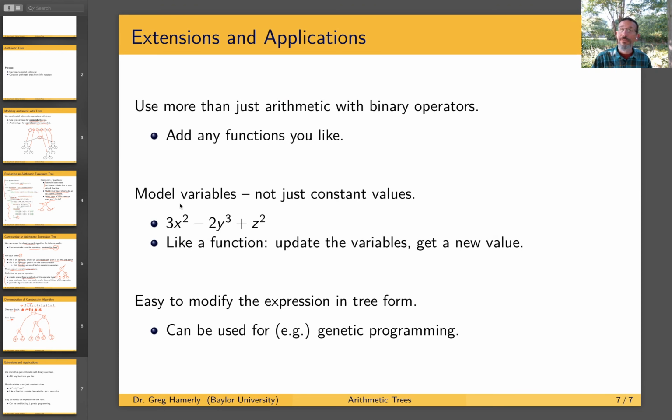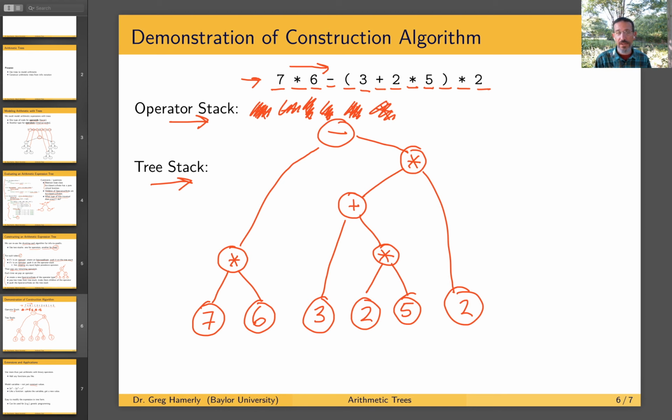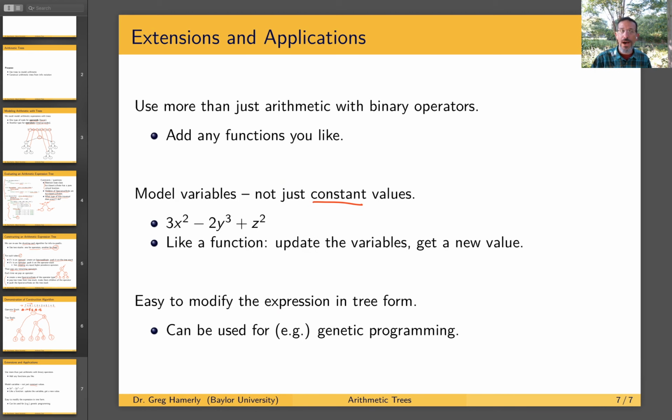In addition, you could model variables and not just constant values. So everything that we've looked at today had constants like 7 and 6 and 3, but you could model variables like x and y and z. And then you could create a tree that represents this function. And then every time you change the value of a variable, the whole expression gets a new value, and you could evaluate that easily because you don't have to reparse the expression. The expression is already parsed into a tree. You change the value of those variables, and you get a new value for the entire tree.